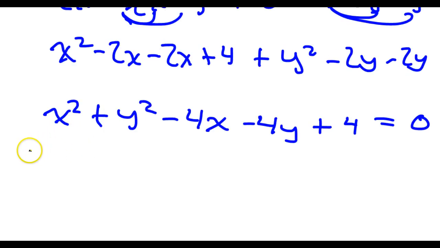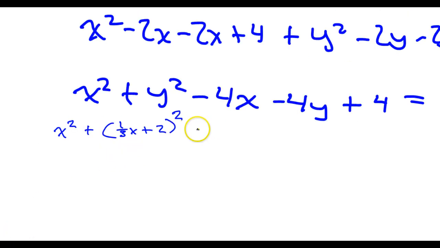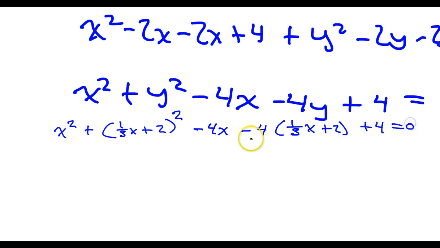Okay, so I can bring this down. I've got my x squared, but then my y squared is where I'm going to do my substituting. Okay, so y is 1/3 x plus 2. So I've still got my minus 4x, and here comes my minus 4. Now here's another y, so I need to substitute for that too. So that's 1/3 x plus 2 again, plus 4 is equal to 0.